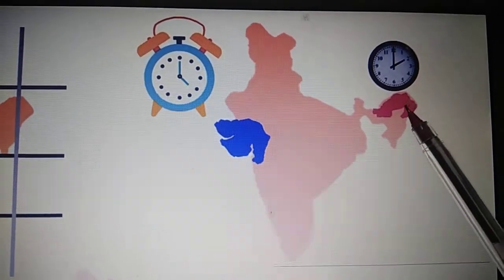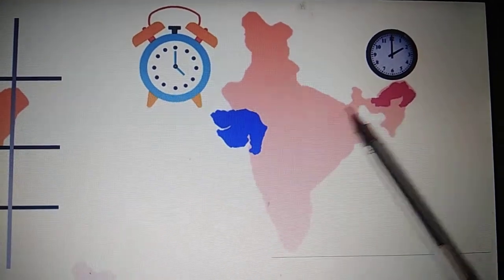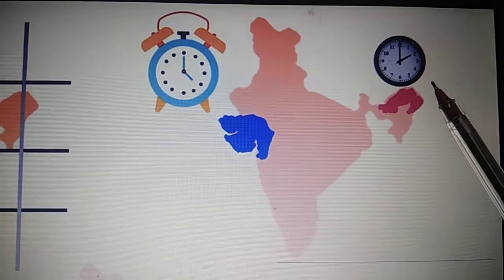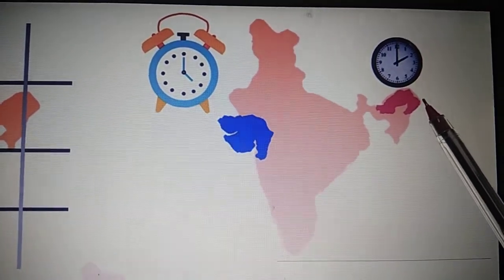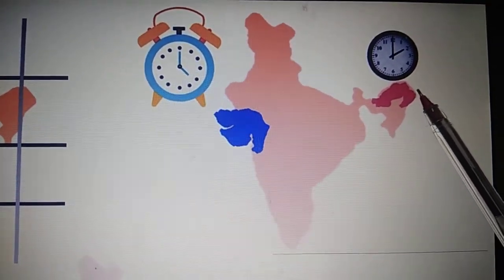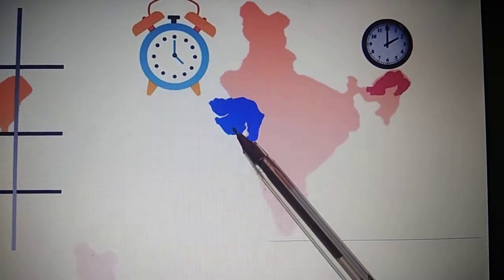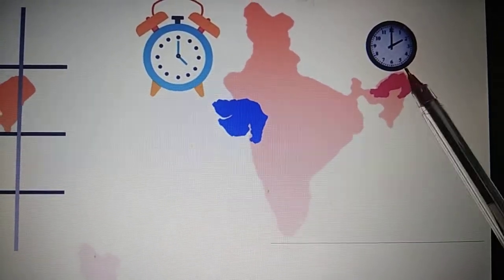That means if the time here is 2 o'clock, here it is going to be 4 o'clock, because, as you all know, the sun rises in the east. So here they will get daylight first, and after 2 hours they will get daylight here. So this is a time difference.